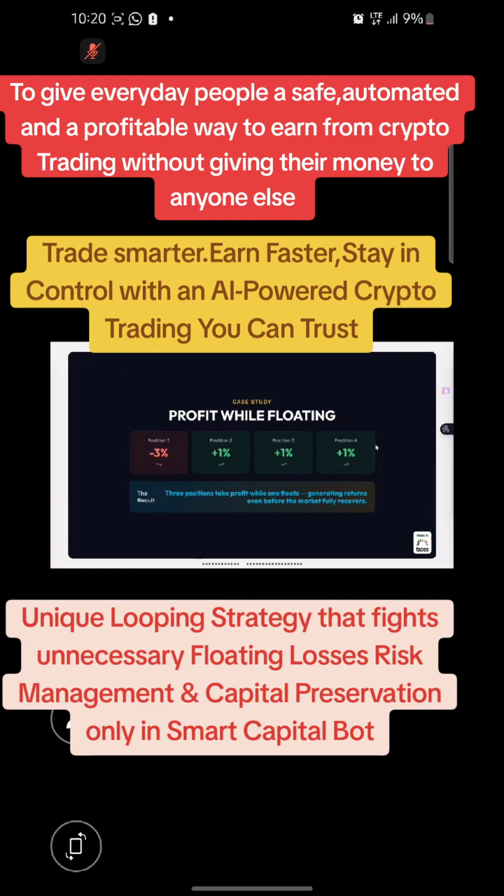They give you entry 2. When entry 2 reaches a profit target, it closes with profit. Entry 3 reaches a profit target, it closes with profit. When entry 4 also reaches its profit target, it closes with profit. So the bot generates profits from newer entries while older entries wait for better prices. So you don't need all positions to be profitable at once.